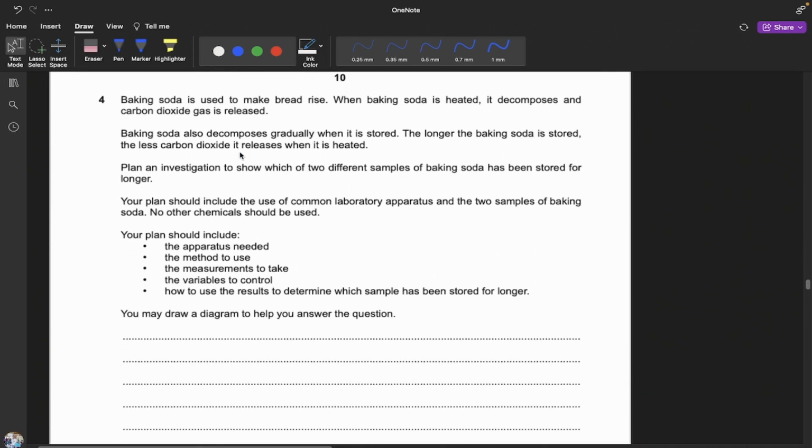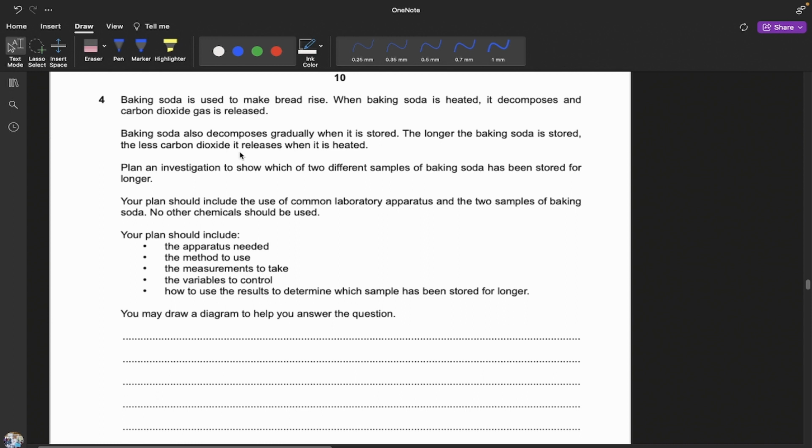Okay, this is the last question. Baking soda is used to make bread rise. When baking soda is heated, it decomposes and carbon dioxide is released. Baking soda also decomposes gradually when it is stored. The longer the baking soda is stored, the less carbon dioxide it releases when it is heated.